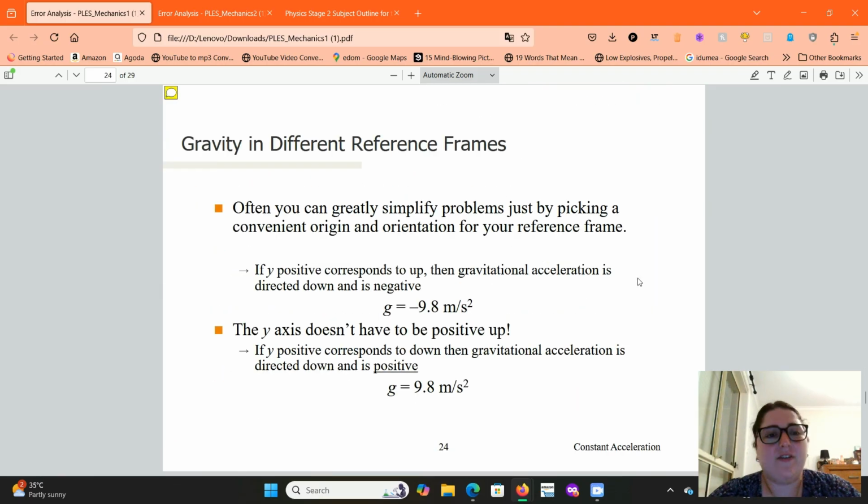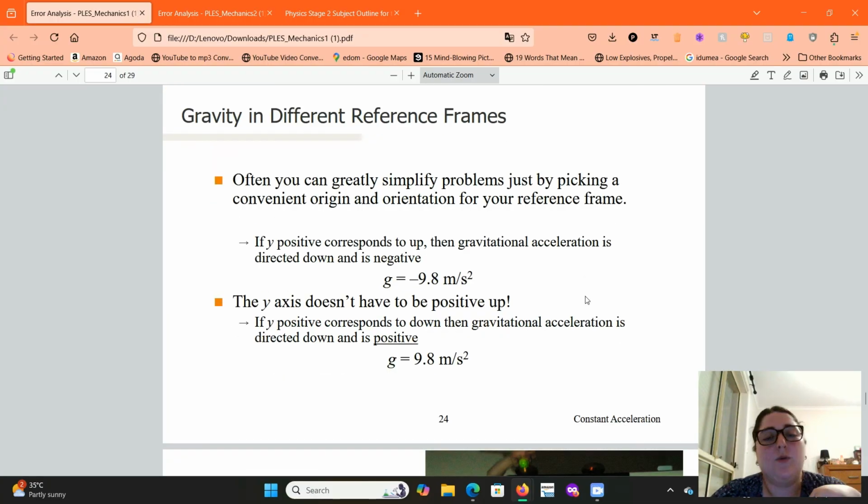Alright, so gravity in different reference frames. So often you can greatly simplify problems just by picking a convenient origin and orientation for your reference frame. If y positive corresponds to up, then the gravitational acceleration is down and negative. We did this a little bit last week when we went into some projectile motion questions to deal with angles and something flying through the air, making an arch and coming back down, and the acceleration was negative because it is coming back down, as the gravity is pulling the object back down to Earth. But the y-axis doesn't have to be positive going upwards.